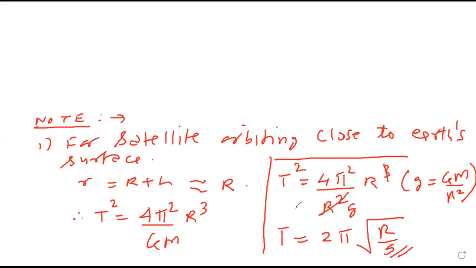So when it is orbiting close to the Earth's surface, the time period is given by 2 pi root R by g. Have you heard the formula 2 pi root L by g anytime? Anay, have you heard this 2 pi root L by g? For a pendulum. Yes, sir. So this is also like a pendulum only, but L will become R. Okay.